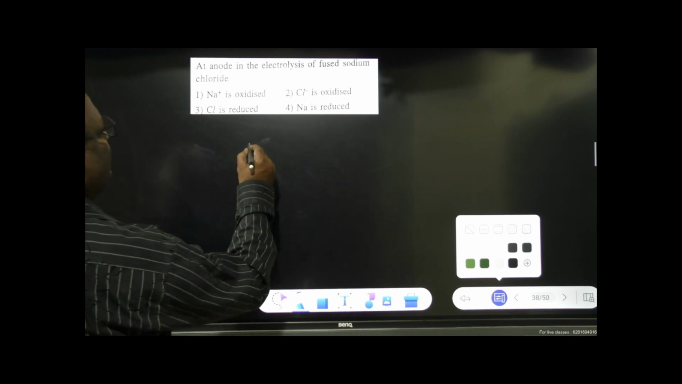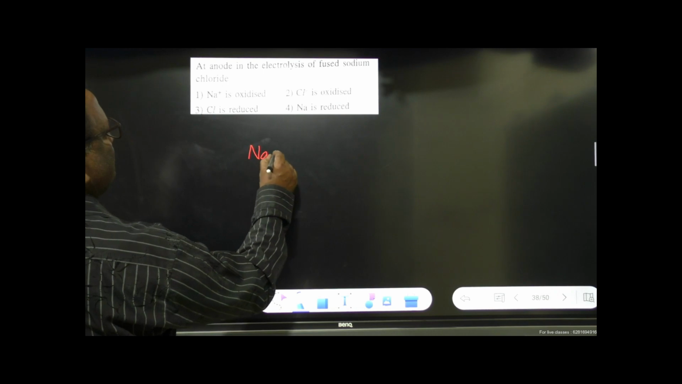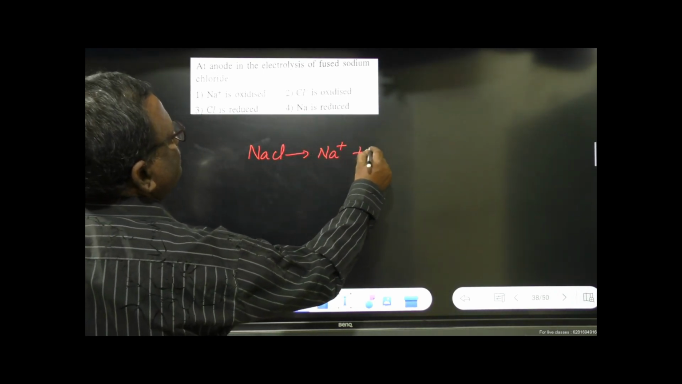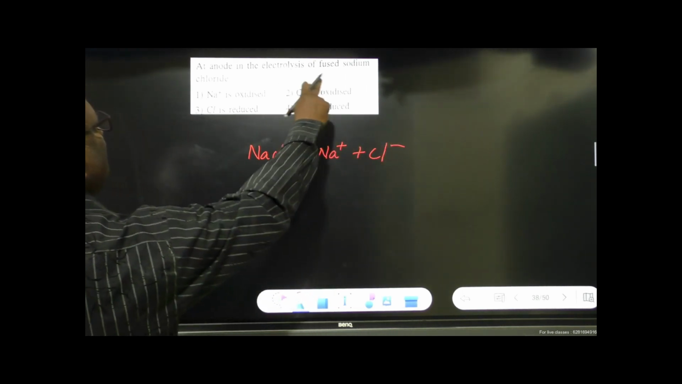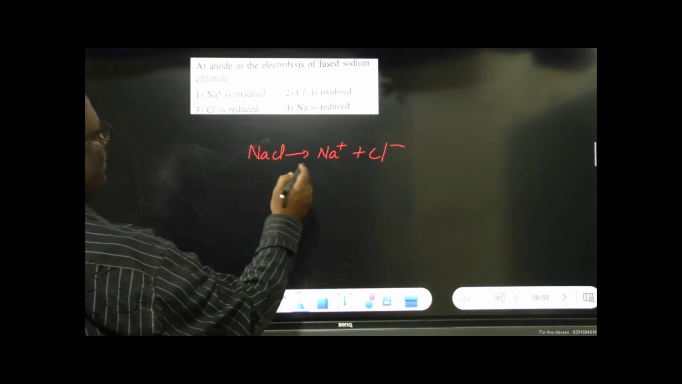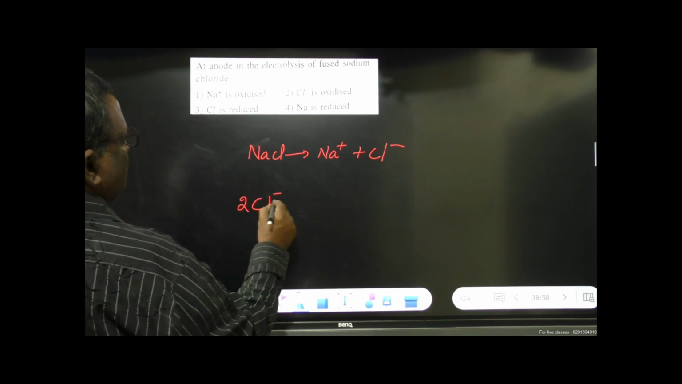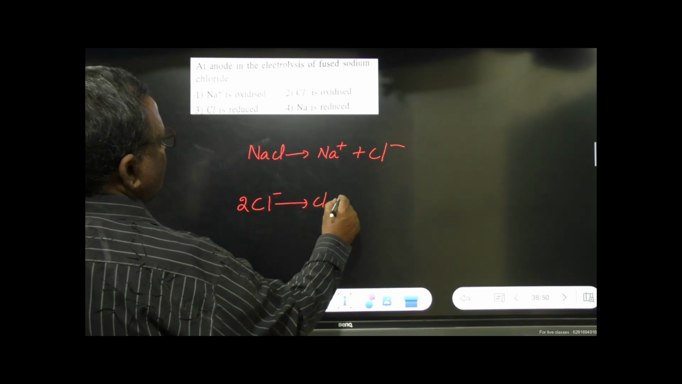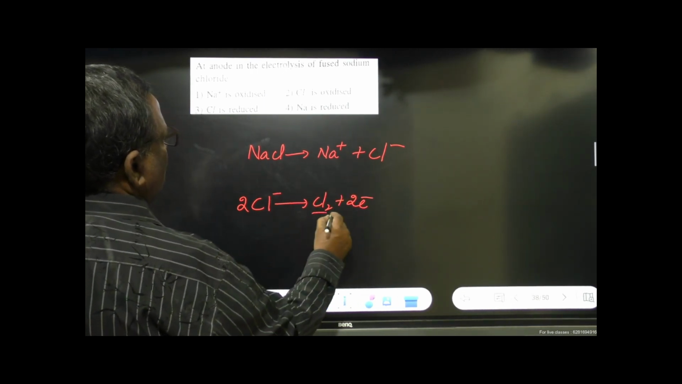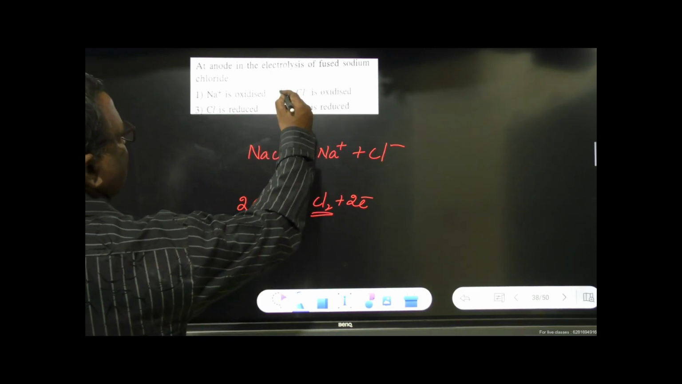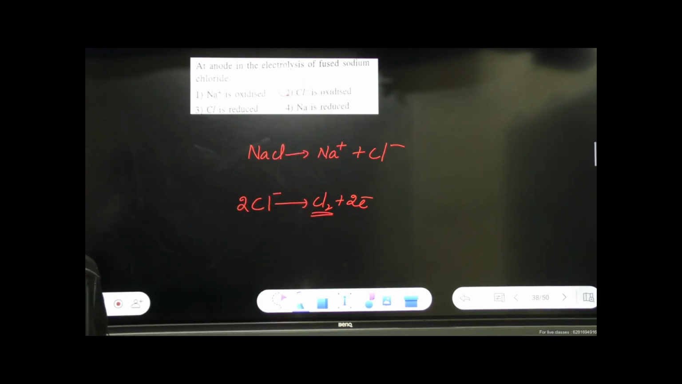At anode, consider the electrolysis of fused sodium chloride. Fused sodium chloride means Na plus and Cl minus ions. At anode, Cl minus is oxidized as Cl2. So Cl minus ions are oxidized. So the second option is correct.